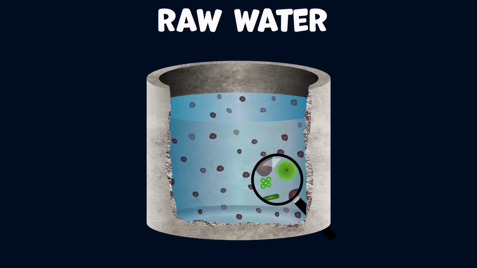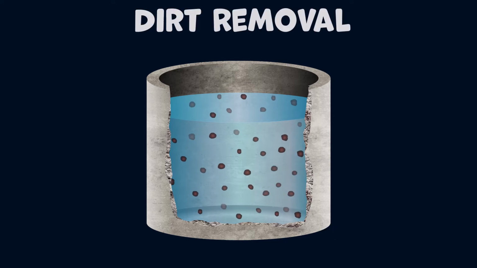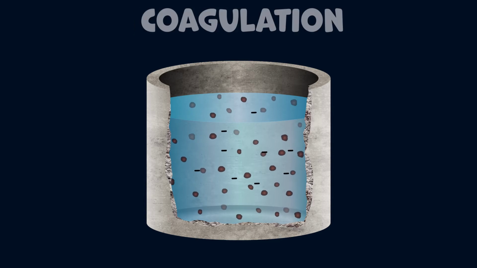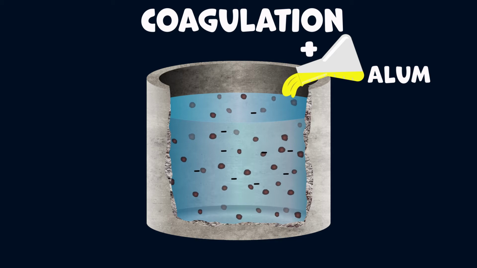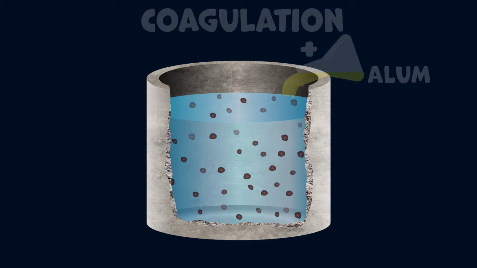The first step in water treatment is to remove the dirt particles. These particles can be difficult to remove as they are light and have a negative charge, making them repel off each other and stay suspended in the water. Coagulation involves adding a chemical, such as aluminium sulfate, which has a strong positive charge. This cancels out or neutralises the negative charge on the suspended particles.